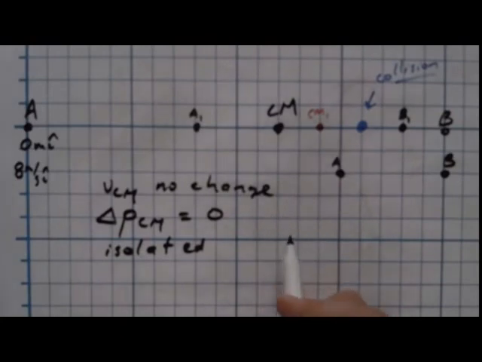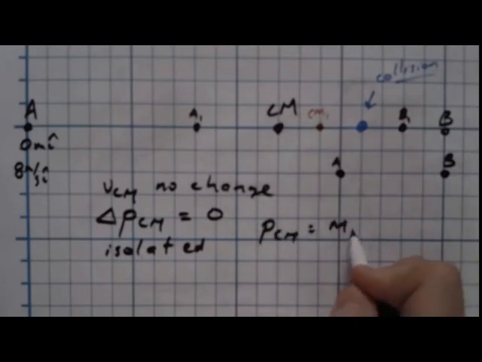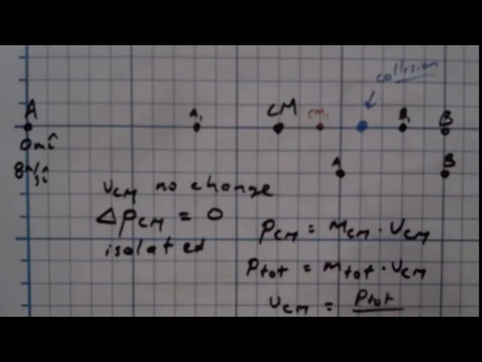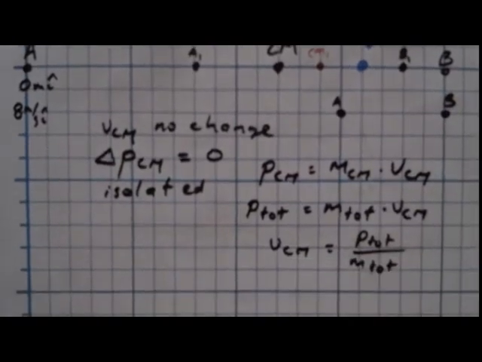So let's think of the system as having the total mass of the system, and the velocity of the center of mass being the velocity of the system. And we can write an equation: the momentum of the center of mass is the mass of the center of mass times the velocity of the center of mass. That kind of makes sense. The momentum of the center of mass is the total momentum of the system, P total. And the mass of the center of mass is the total mass of the system. And the velocity of the center of mass is the velocity of the center of mass. It doesn't really make sense to say the total velocity, but center of mass velocity does make sense. So if I rearrange that, I get that the velocity of the center of mass is the total momentum divided by the total mass. Let me move that up so you can see it.